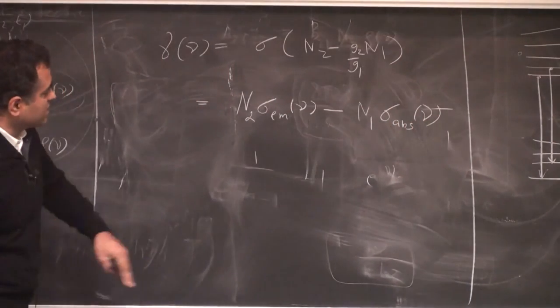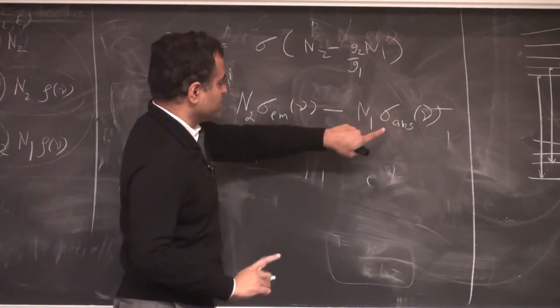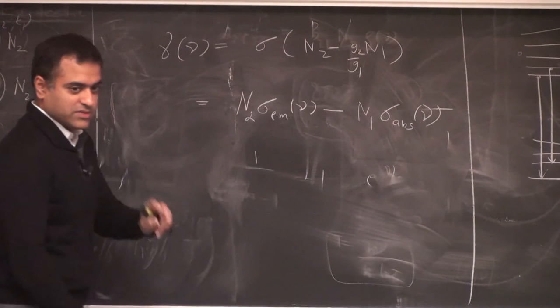So we define two quantities now. Instead of just one cross section, we have one for emission and one for absorption: an absorption cross section and an emission cross section. So we're going to talk about that.